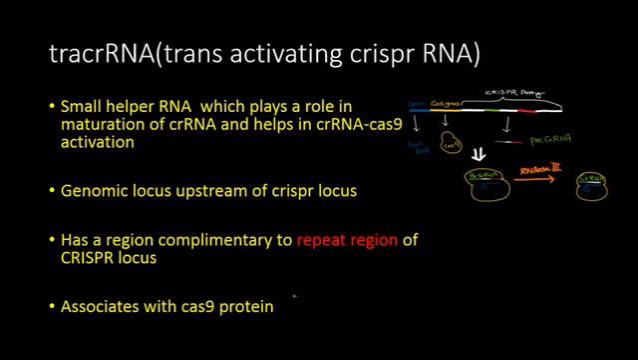Now tracer RNA, or trans-activating CRISPR RNA, is a small helper RNA. It plays a role in maturation of CRISPR RNA and helps in CRISPR RNA Cas9 activation. This is the tracer RNA here, and it is required for the activation. It can be seen upstream of the CRISPR locus. This is the CRISPR locus, and this is the tracer RNA gene. As already told, it has a region complementary to the repeat region. The white is the repeat and the blue is the tracer RNA, complementary to the repeat, and it will form pairs with that. The tracer RNA also associates with the Cas9 protein.